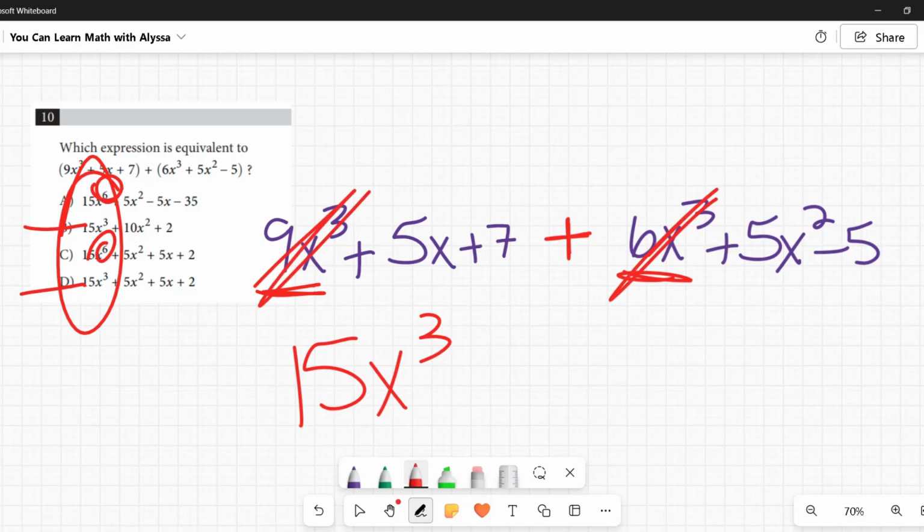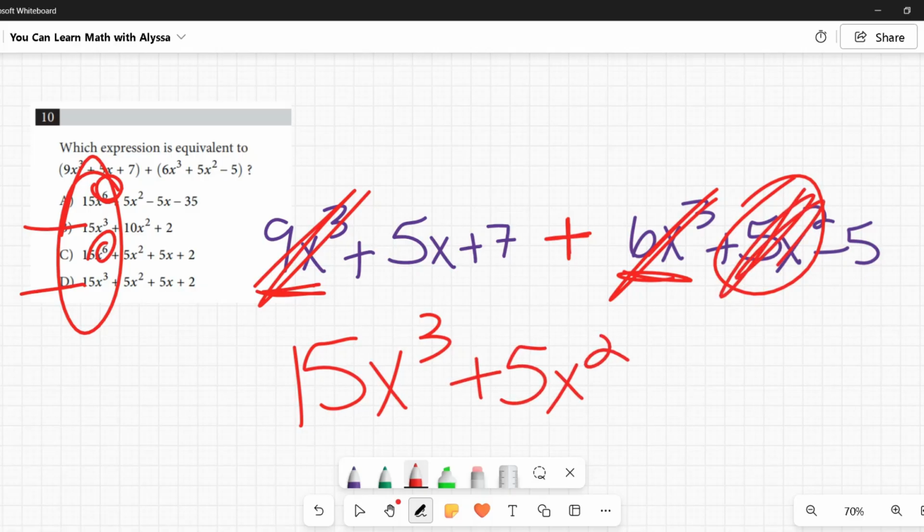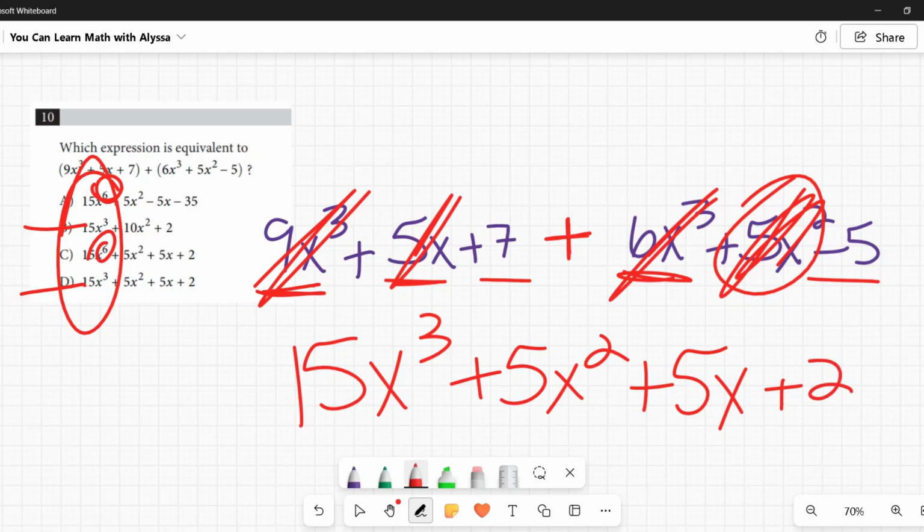I've added those, so I mark them out. Are there any x squareds? That's my next exponent. Yes, there is. There's one over here. There is a single 5x squared, so I write it down, cross it out. Are there any x's? Yep, there's a single 5x. Write it down, cross it out. And then last but not least, I have two just constants. I have 7 and negative 5. 7 and negative 5 together are a positive 2.